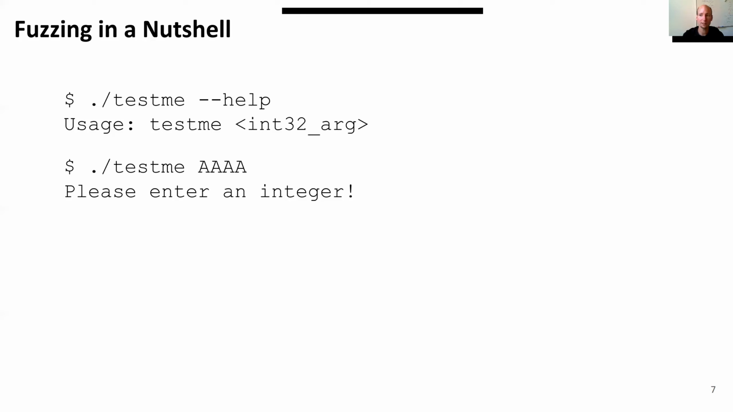If you have never heard of fuzzing, let me give you the 1 minute summary, followed by the 5 minute summary of how fuzzing actually works. Fuzzing is a probabilistic testing technique that throws random input at the program and then detects if it crashes. We have a program here called test me. We run it with the help argument, and it tells me test me integer. We run test me with four A's, and it says please enter an integer. So these are two different code paths that we have already evaluated that could be interesting. Both of them could have crashed, right? Because some parsing happened in user space at the command line level.